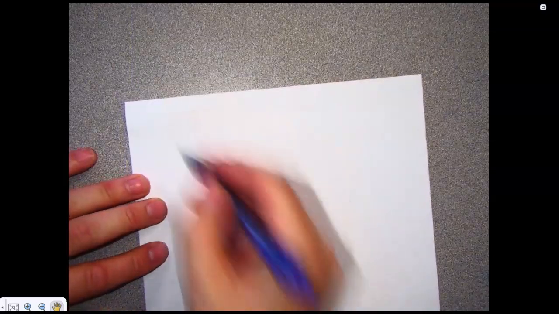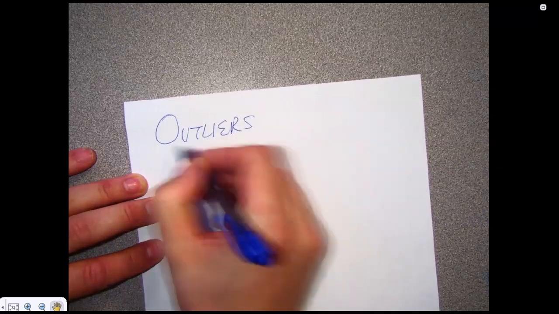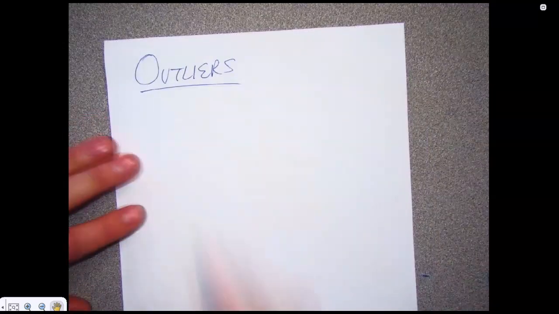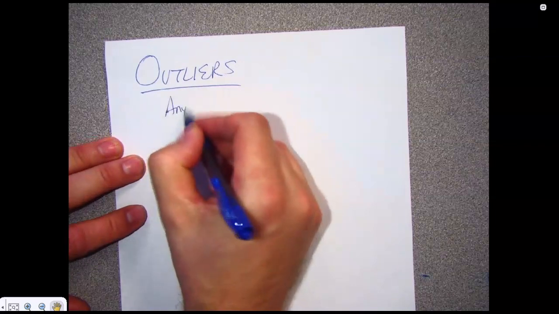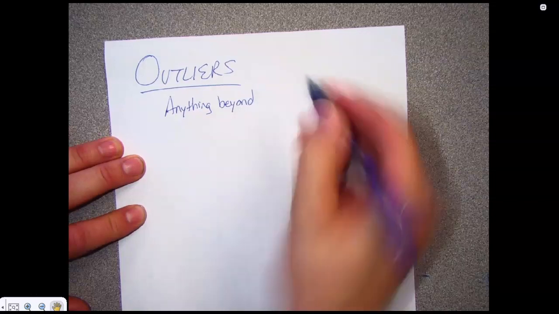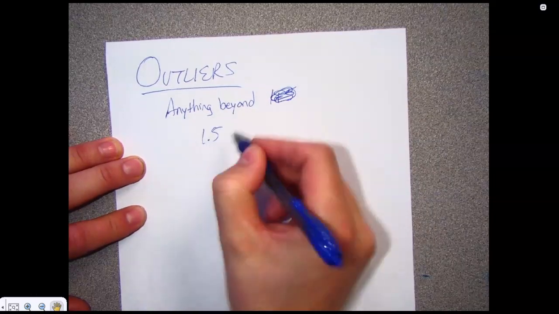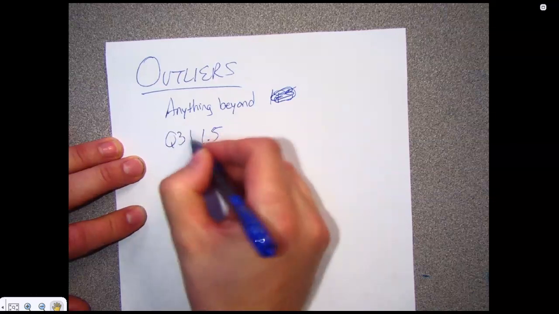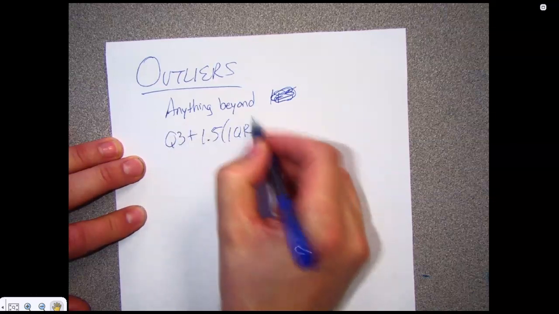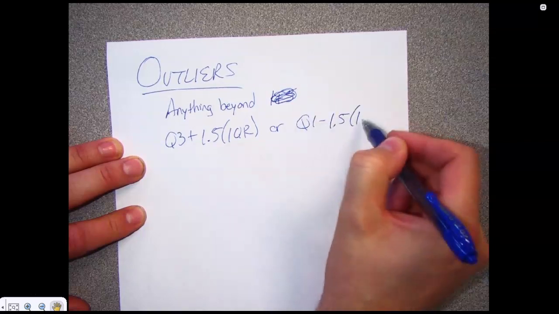Alright. The O, and that's the hardest one. So we did shape. The O is for outliers. We've talked about that, right? So that's anything beyond 1.5 times the IQR: Q3 plus 1.5 times the IQR, or Q1 minus 1.5 times the IQR.